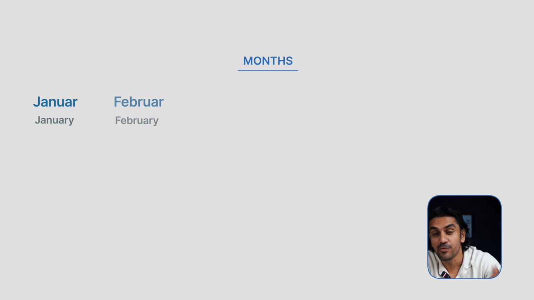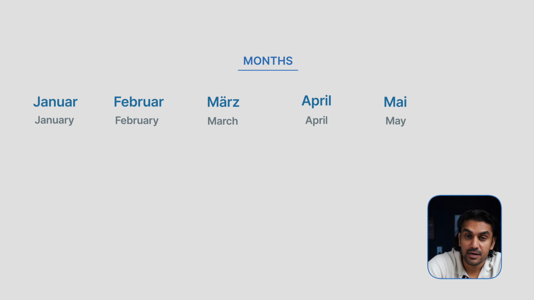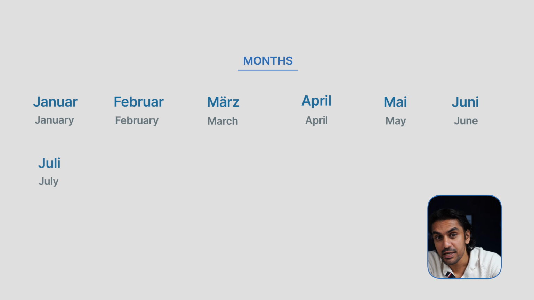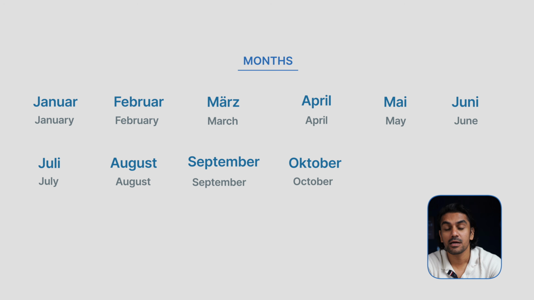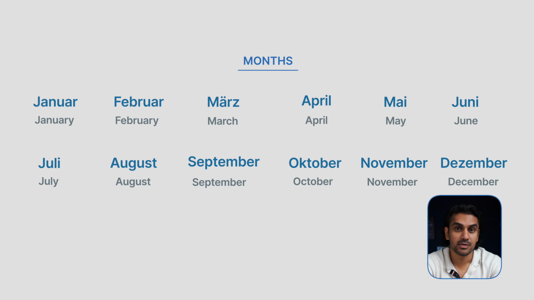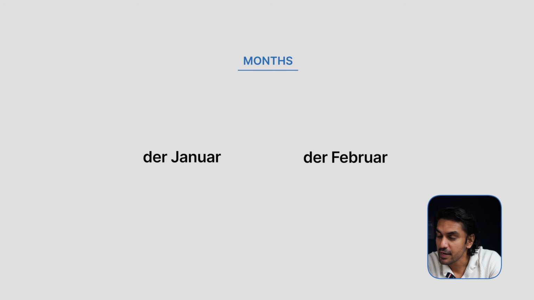And of course, along with the days, you will also need to know the months or Monate in German. So repeat after me. Januar, Februar, März, April, Mai, Juni, Juli, August, September, Oktober, November, and Dezember. Simple, right? Most of them look almost the same as in English, but just with that little German twist in pronunciation. Also, all months are masculine. So it's der Januar, der Februar, and so on.